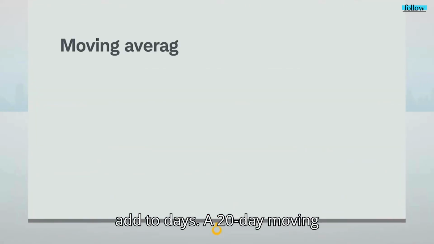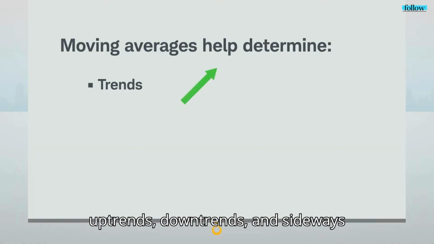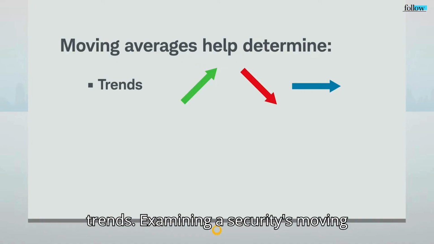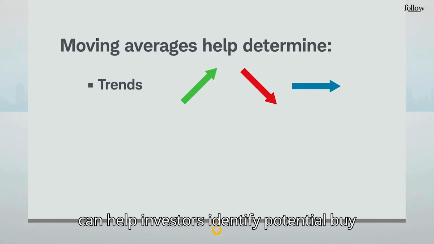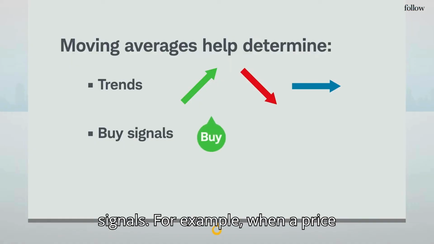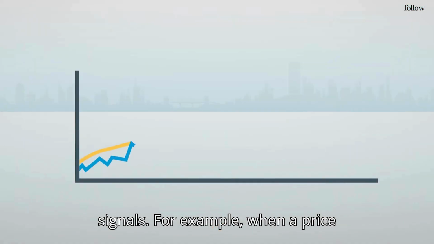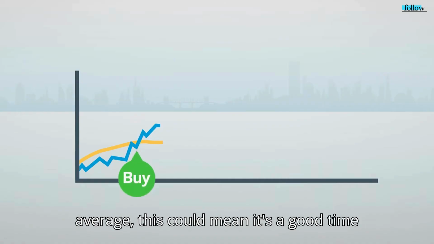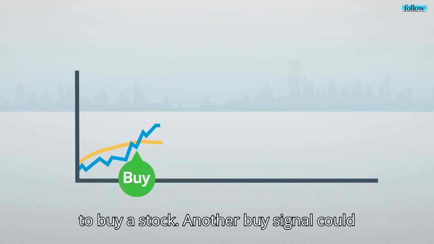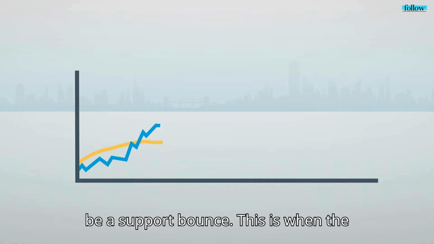A 20-day moving average can help determine short-term uptrends, downtrends, and sideways trends. Examining a security's moving average in relation to its current price can help investors identify potential buy signals. For example, when a price breaks above an upwardly sloping moving average, this could mean it's a good time to buy a stock. Another buy signal could be a support bounce.